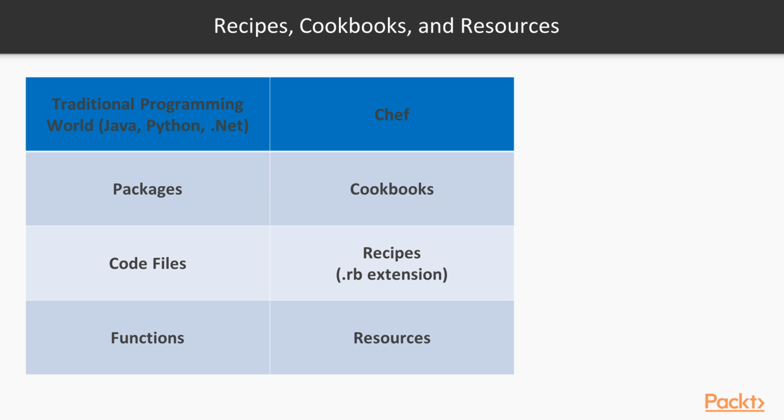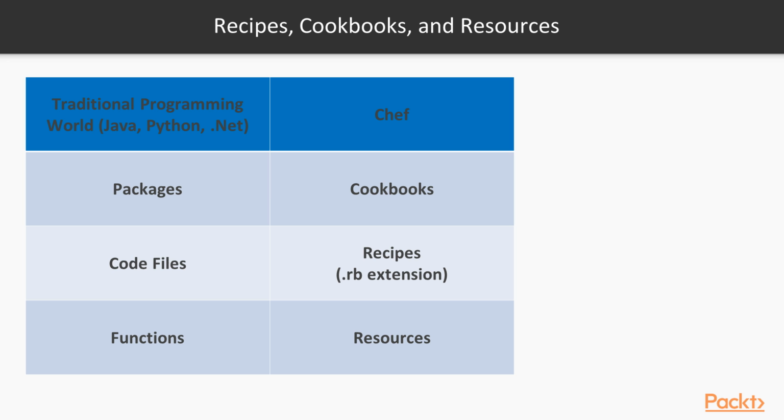Now if we take the same analogy to our Chef world, packages we call cookbooks in Chef. Cookbooks are a collection. It's more like a container where you keep your recipes, your libraries, your templates, your functions, and everything which has to do with Chef infrastructure management. You keep all those files and folders inside the cookbooks. So it's a collection of a lot of things which create a single package, which is known as a cookbook.